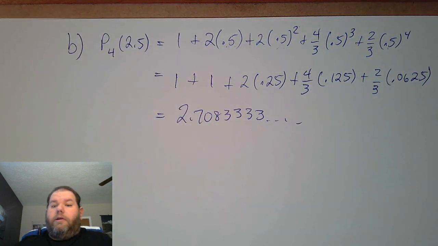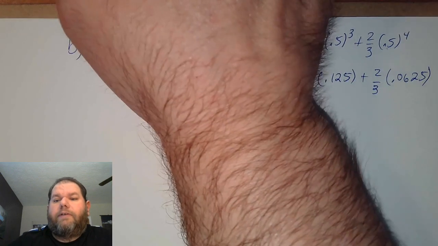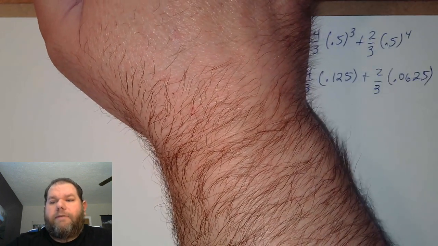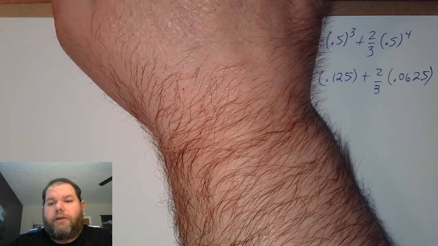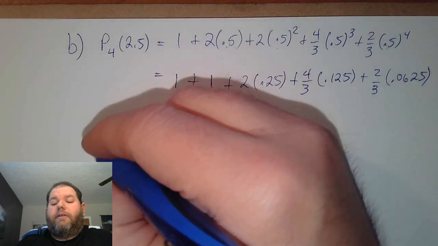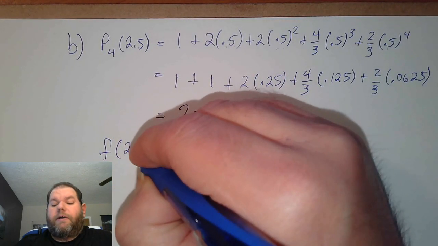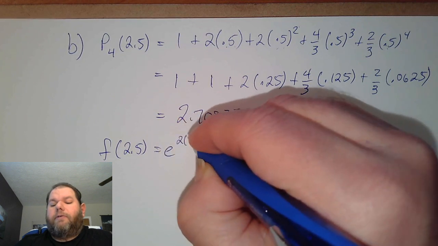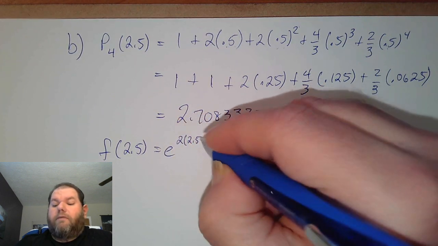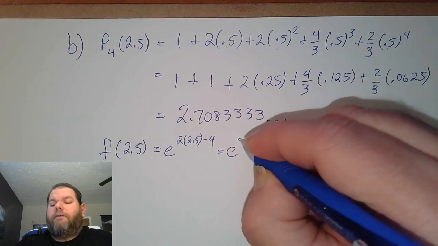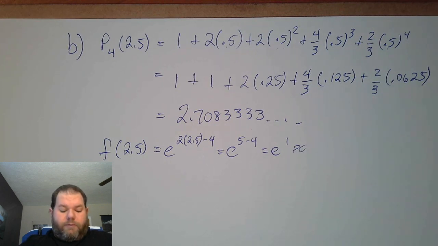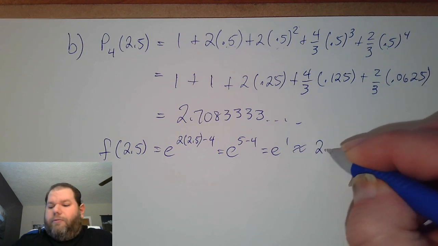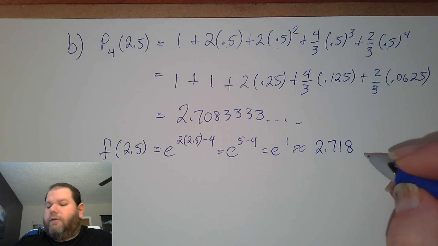Now, the question reads, test the accuracy of the polynomial by finding the value of P4 at 2.5 and comparing it to the actual value of e to the first. The reason it's e to the first is if we look at f of 2.5, that is e to the 2 times 2.5 minus 4. So it's e to the 5 minus 4, which is e to the first. And e to the first, from our calculator, also known as e, is 2.7182818.